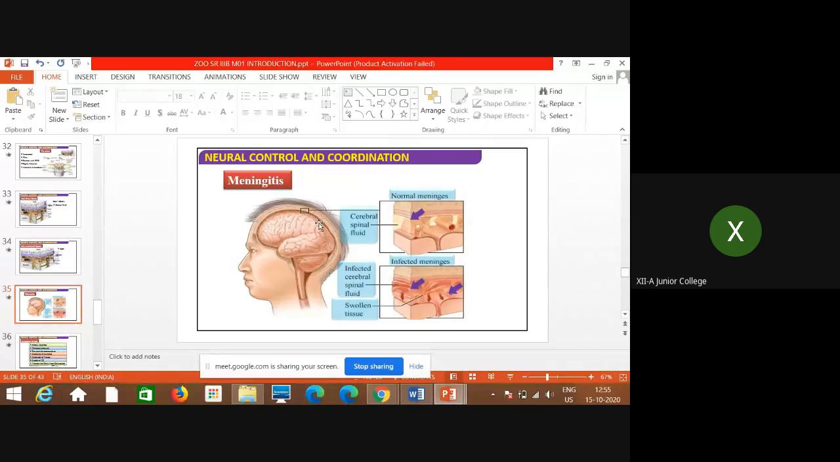Meningitis, everyone knows, is brain fever, fever in the brain. If you have heard this word meningitis, it is because of infection of the brain, the infected cerebrospinal fluid; the tissue in between these layers gets swollen, and that is what is called meningitis. So this cerebrospinal fluid is present between these two layers. Remember, this is the normal meninges.